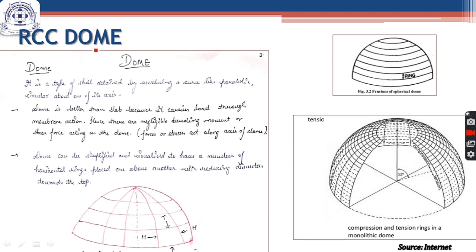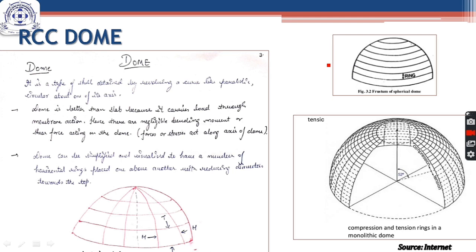So first is a RCC dome. You must have seen RCC domes in and around you, in tanks and in different monumental structures. So this is the diagram of a dome. Now, a dome is basically a type of shell which is obtained by revolving a curve like a parabola or circle about one of its axes.